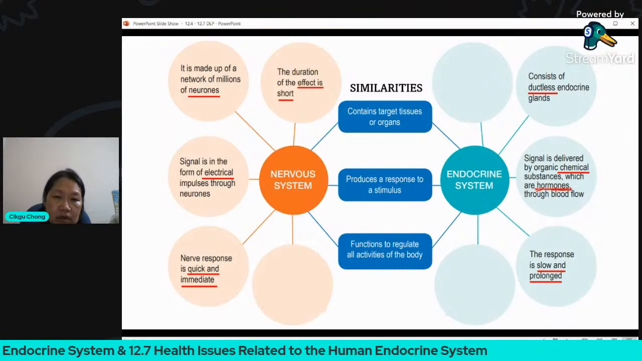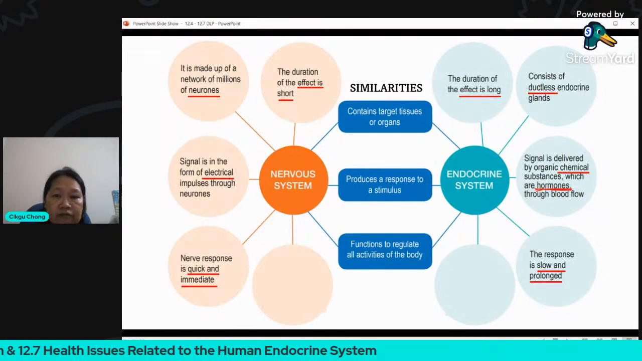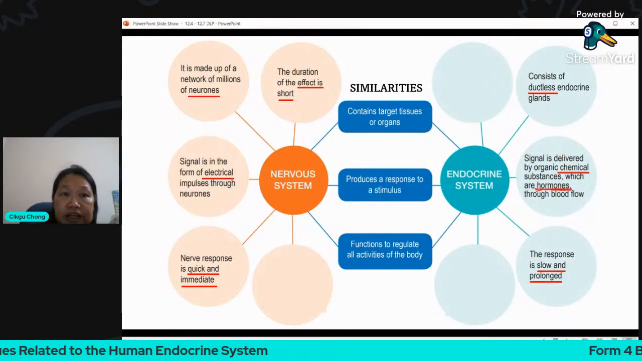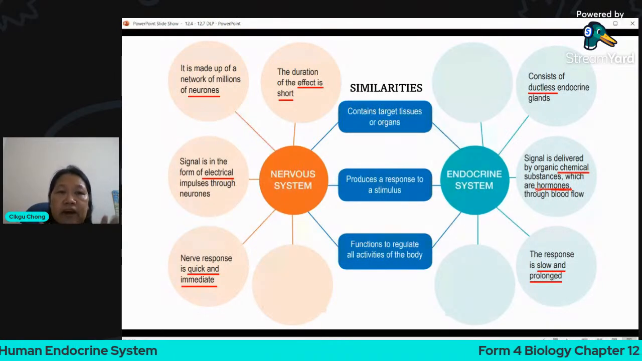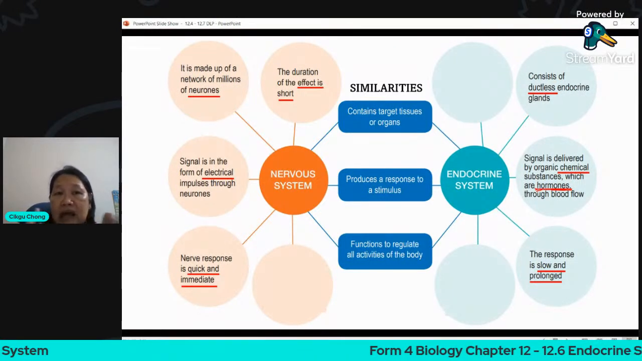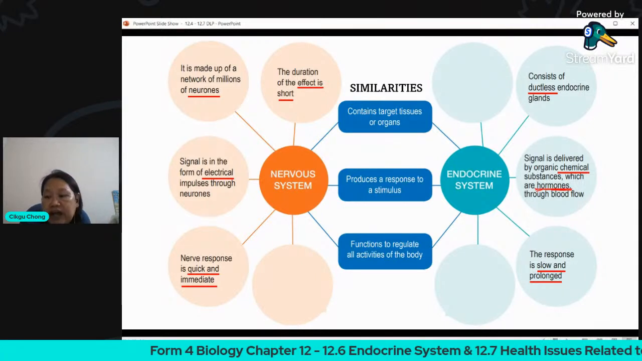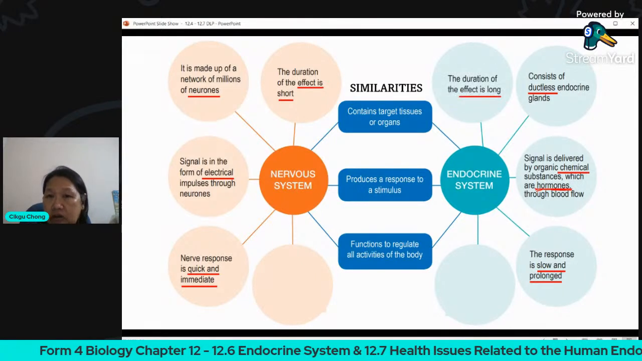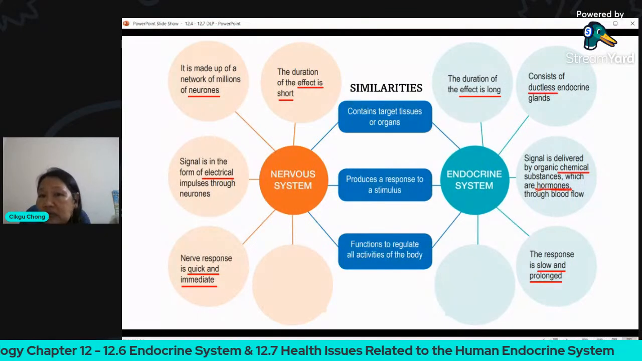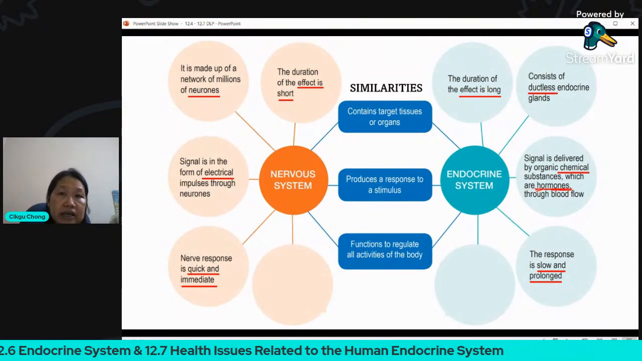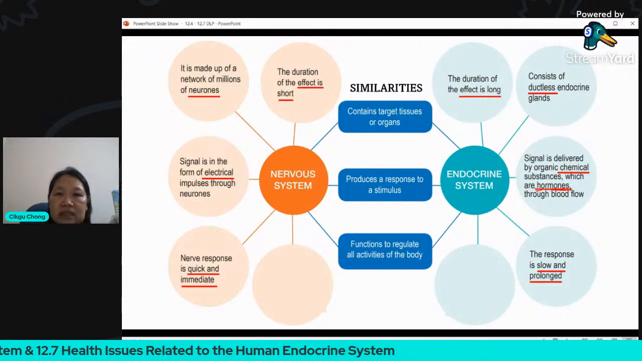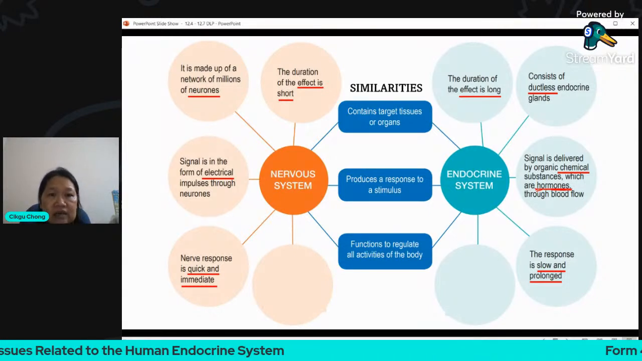Okay, next one, you have this one, effect. The effect, the duration. The duration means the effect is short. The time frame, right? This one just immediately finishes. It doesn't drag. For the endocrine system, the effect can be long lasting. It can last for even days. Okay, not immediately finished. The effect is long lasting.